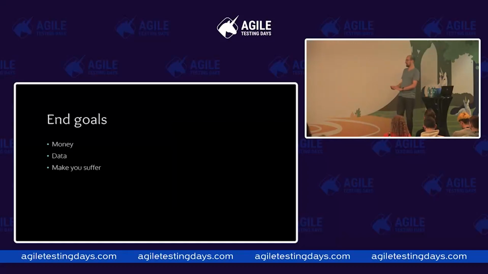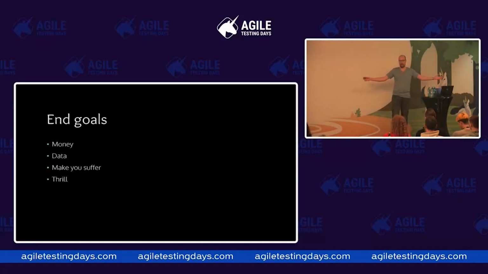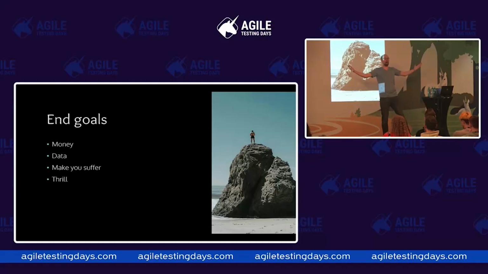And then we have the making you suffer. For example, that one time that hacker group, a collective, loose group of people, Anonymous, took on the Church of Scientology because they did not agree with their views. So they were essentially bullying them through hacking. And the final one is the thrill, the I am better than you, I am the king of the hill, I got you.